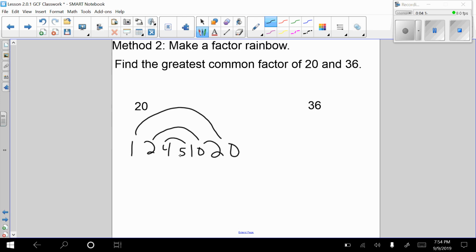Doing the same thing with 36. I'm going to move down a little bit just for room. 1 times 36 would work. 2 times 18. 3 times 12.